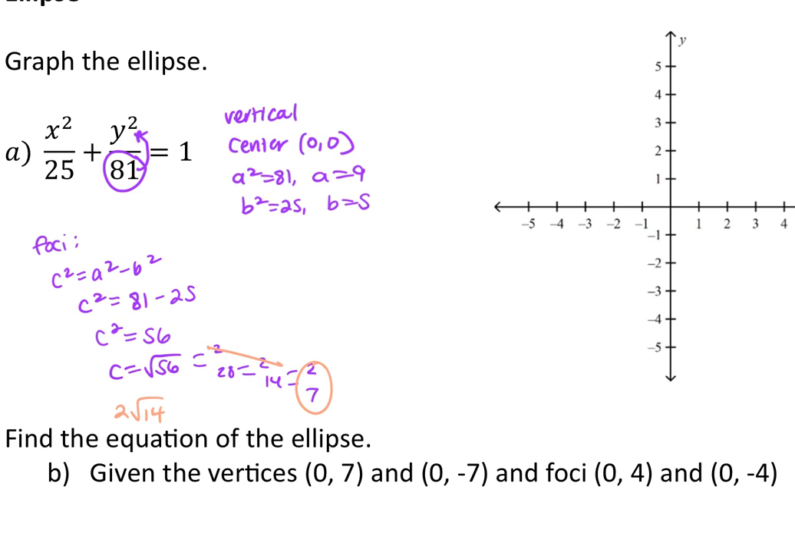Do we have to put it in our form? It's going to be in that form. Or can we make it square root 56? It's multiple choice, so it's going to be in that form.